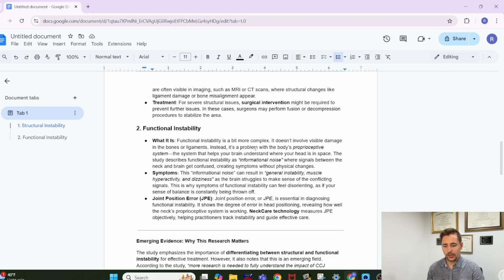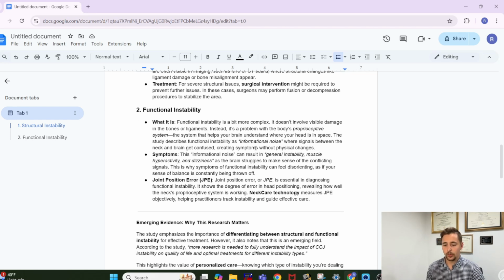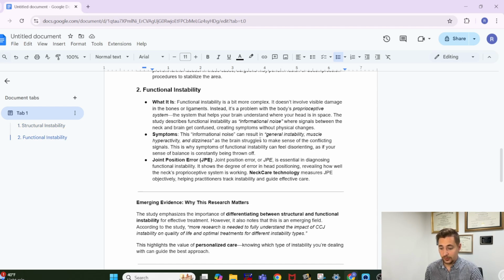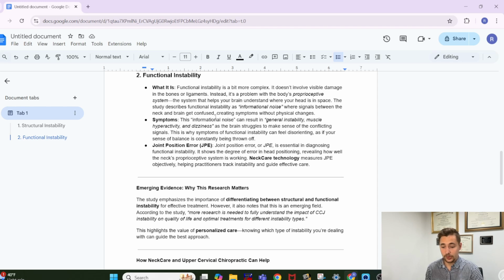So now we're going to get into functional instability, where this type of instability is not something you can see in the MRIs and the CTs, or in the ligaments and things like that. It's a different cause. It doesn't involve visible damage to the bones or the ligaments. Instead, it's a problem with the body's proprioceptive system. This system helps your brain understand where your head is in space. The study describes it as informational noise. That's what functional instability is.